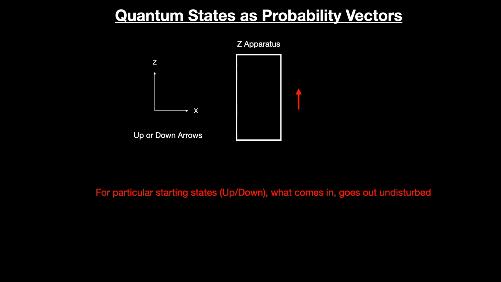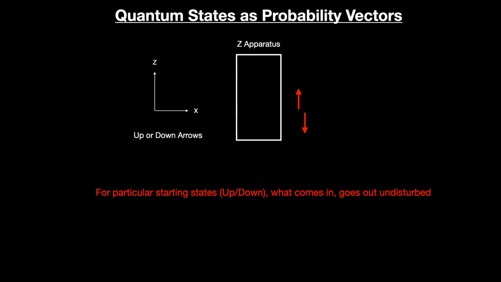Likewise, if I have an arrow, which, by the way, these arrows are just simplistic physical representations of what might be quantum states, but we don't have to take them very literally. And again, I'm going to talk a little bit more about why that is the case. But let's say I have this down pointing arrow, which is pointing along the negative z direction, and I again pass it through the z apparatus. It turns out that this arrow also comes out completely undisturbed.